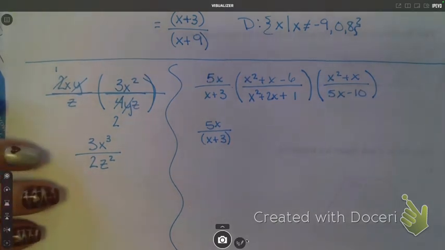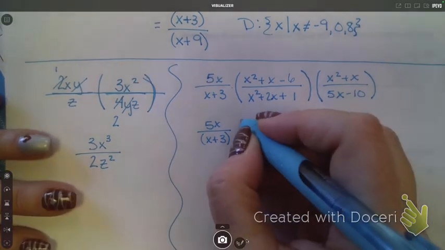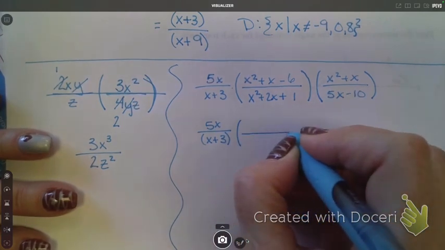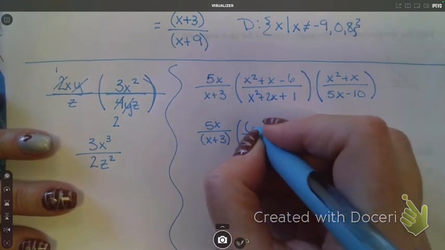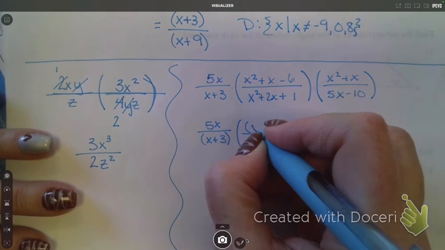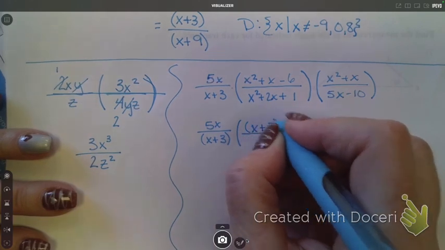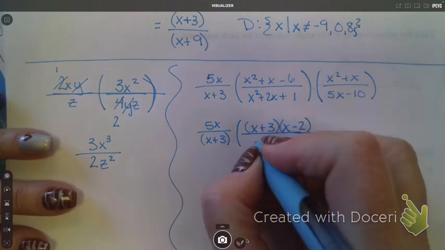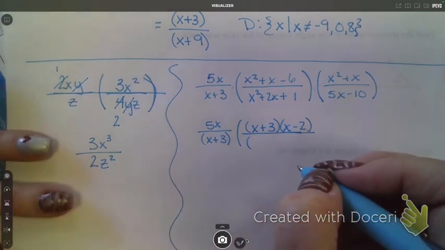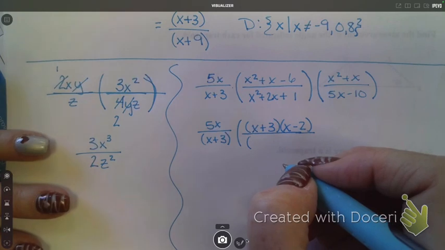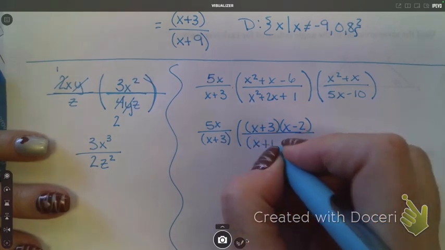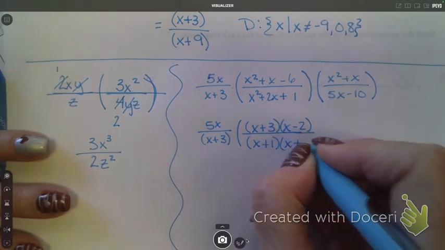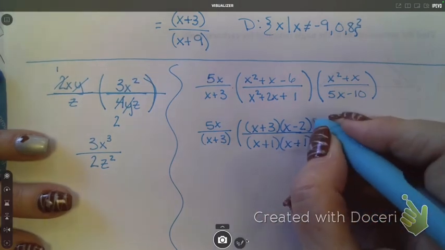Okay, then what? Factor. Factors of 6 have a difference of 1: 3 and 2. So x plus 3 and x minus 2, over x plus 1. Factoring getting easier, guys? Good.